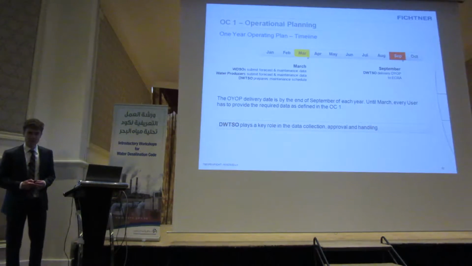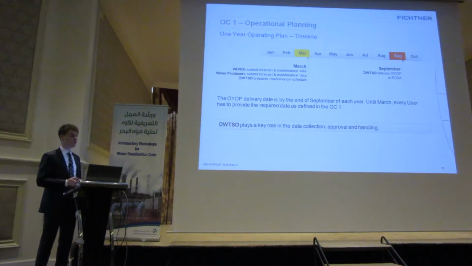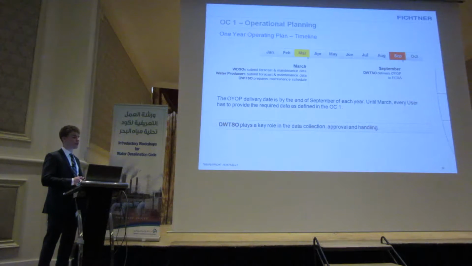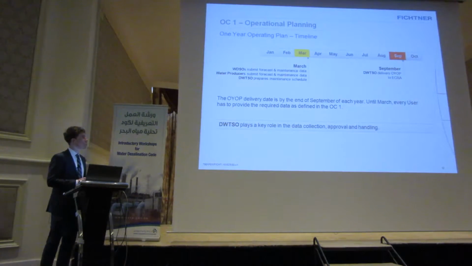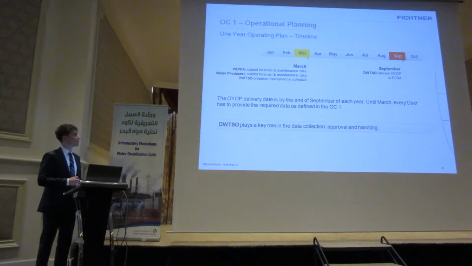There are basically two important times in the timeline of the preparation of those two documents. For the 1-year operating plan, at the end of March, the WDSO has to submit forecast and maintenance data, and each water producer has to submit forecast and maintenance data as well. The DWTSO also should prepare until this time a maintenance schedule for the transmission system. After March, the DWTSO has a time of 6 months to prepare the 1-year operating plan and to deliver this plan to ECRA.